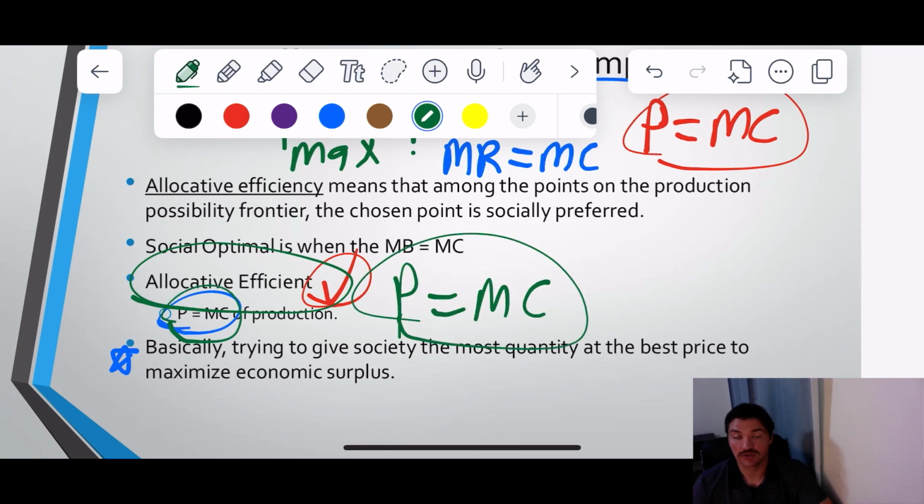All right. So that's the end of chapter 8. In the next chapter, we'll talk about monopolies and how they compare to perfect competition.